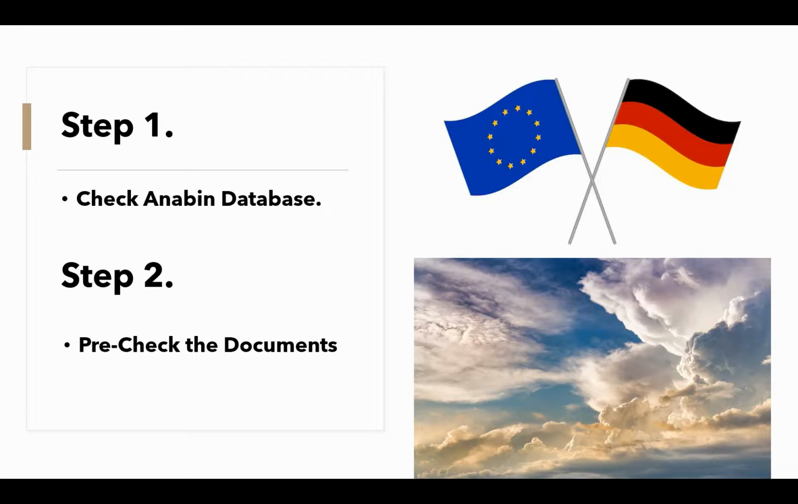In the first step, for example, you have a degree from India, Pakistan, South America, Europe, or anywhere around the world. Simply, you have to check the Anabin database. If your degree or university is available in this database, it means that your degree is recognized in Germany and it has H plus status.